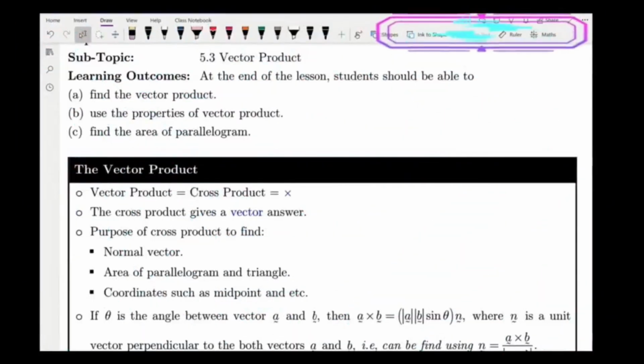For this video, we have subtopic 5.3, vector product. At the end of the lesson, students should be able to find the vector product, properties of vector product, and the area of parallelogram.